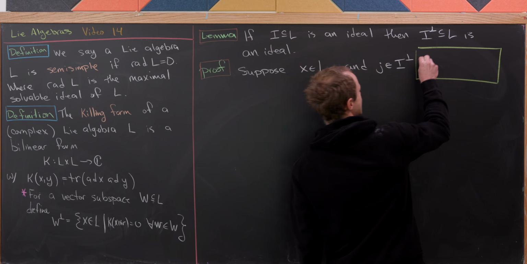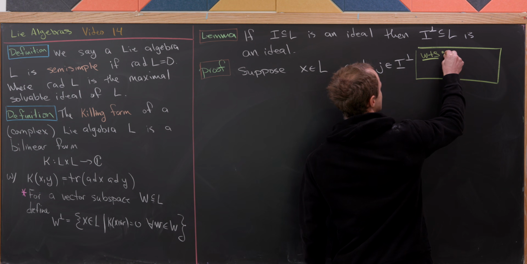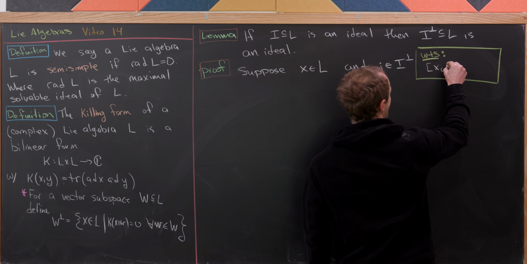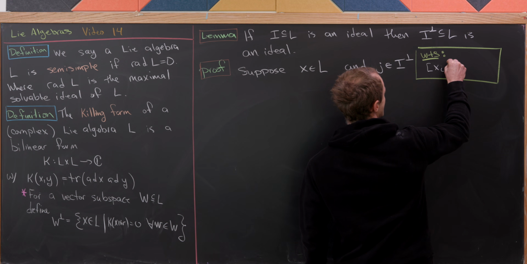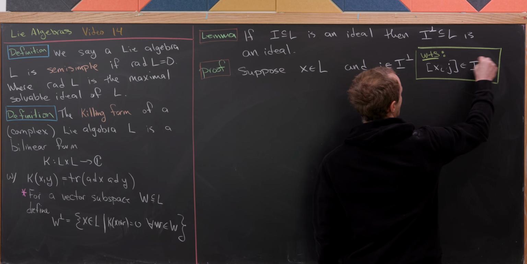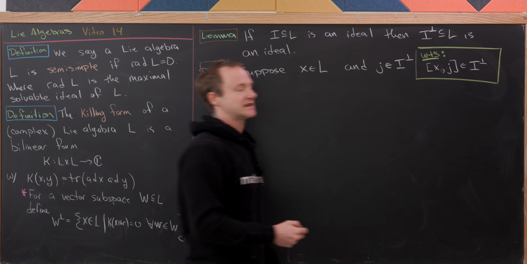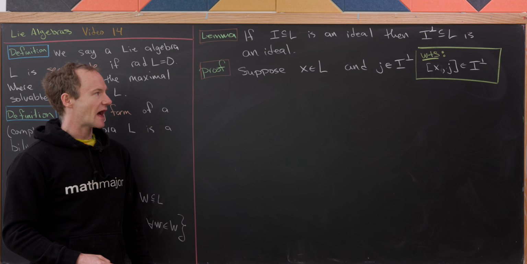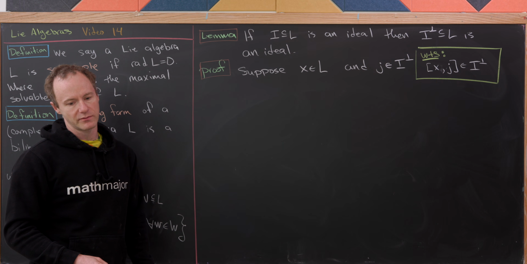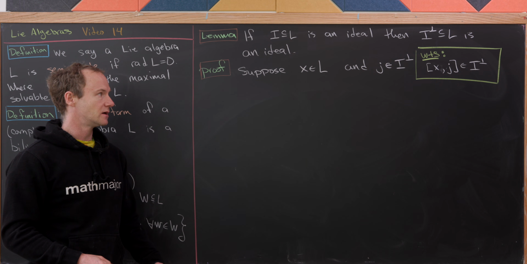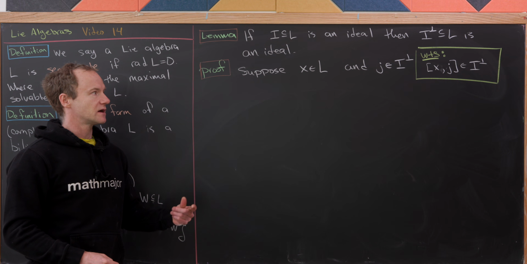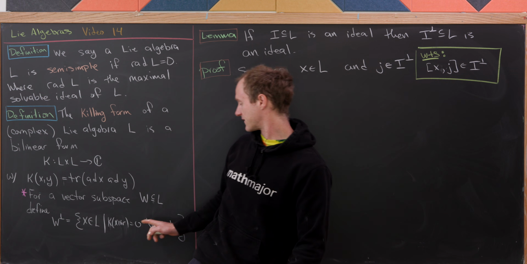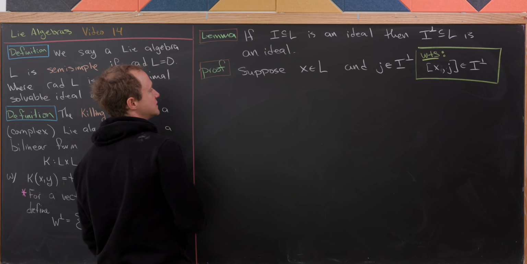What we'll check is the absorption property of the ideal. So in other words, what we want to show is that the bracket of x with j is inside of I perp. So that's what it would take for this to be an ideal. Okay, so how do you get inside of the orthogonal complement? Well, you do kappa with i, j, or, well, of course it's going to have to do with this definition over here.